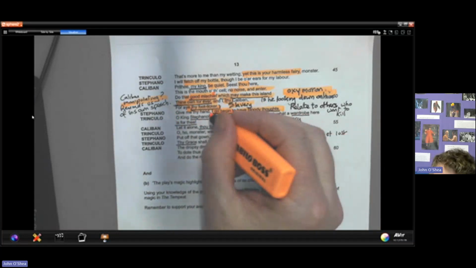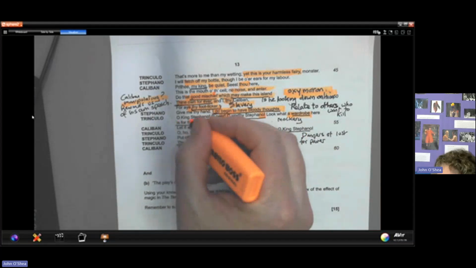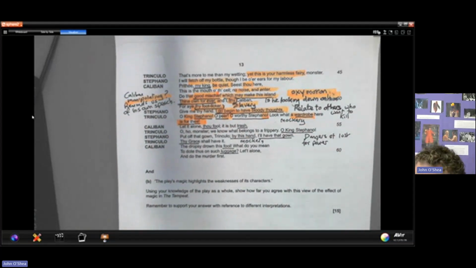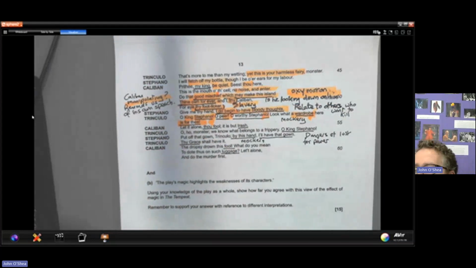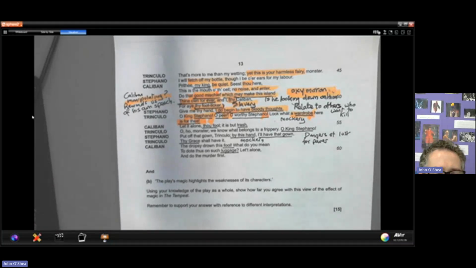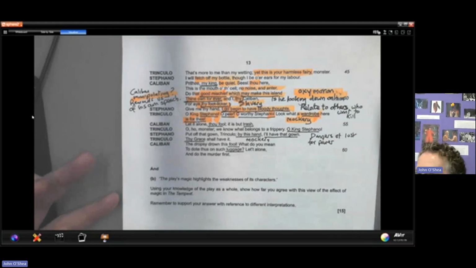"O King Stefano, O peer, O worthy Stefano, look what a wardrobe is here for thee." Okay, now you could see Trinculo saying this in a kind of mocking way to Stefano because he doesn't see him as a king. The exclamation marks say that. Always consider punctuation of exclamation marks. Or you could see it as like they've come across the clothing and they're tempted by the power. So it could be mockery, or it could be just the wonder of the garments.